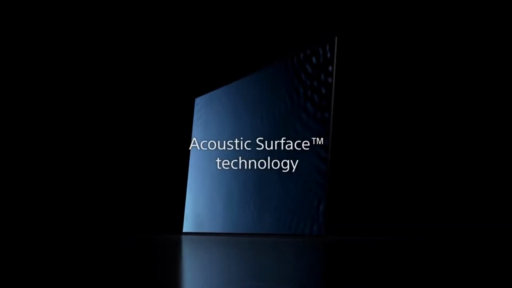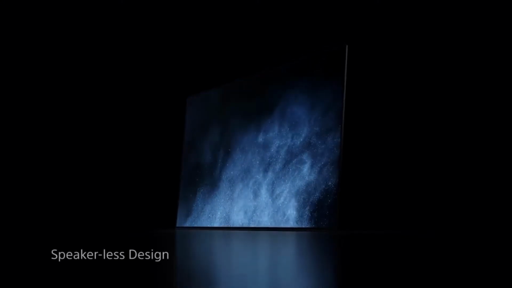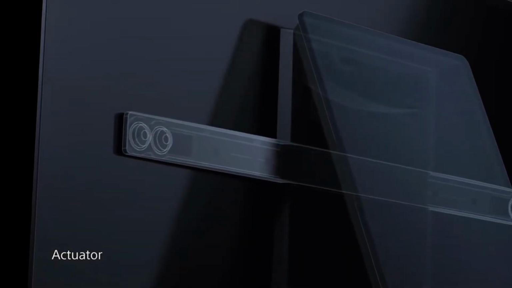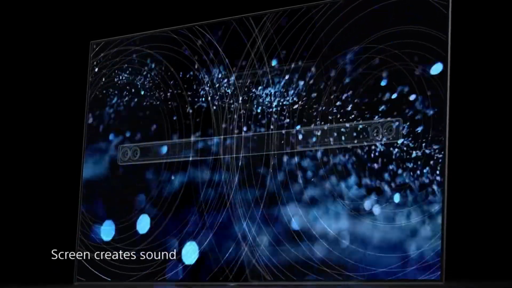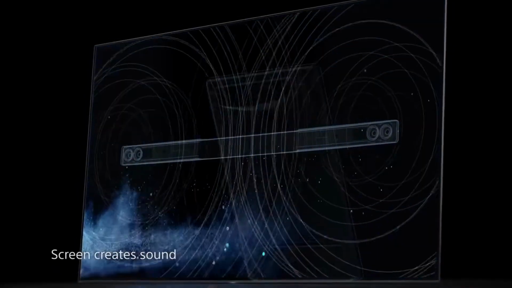Now, coming to the third point of differentiation, that is technology for sound, Sony highly promotes their Acoustic Surface Audio technology among their premium line of TVs. Sony OLED screens use Acoustic Surface Audio technology to deliver immersive sound literally from the surface of the TV screen.